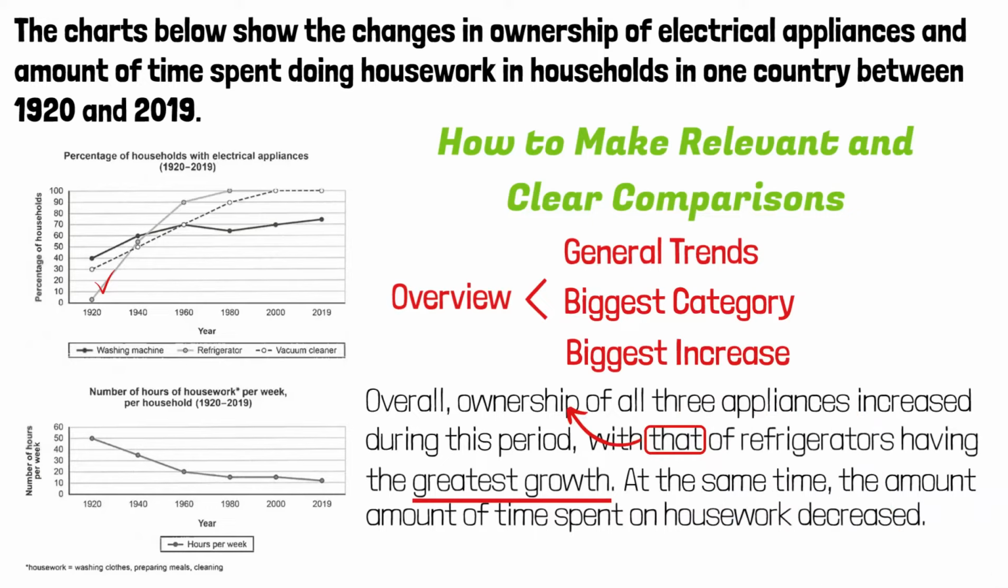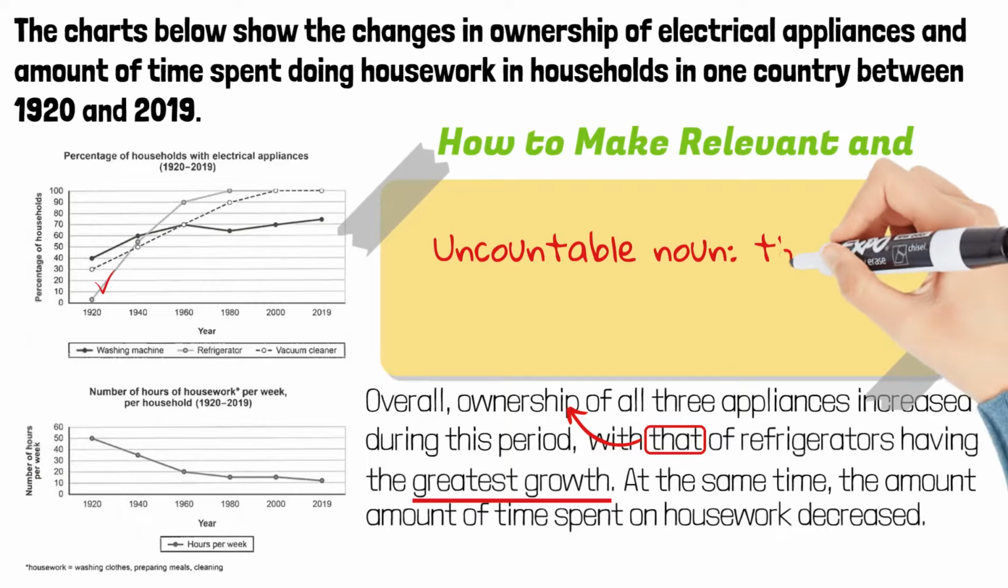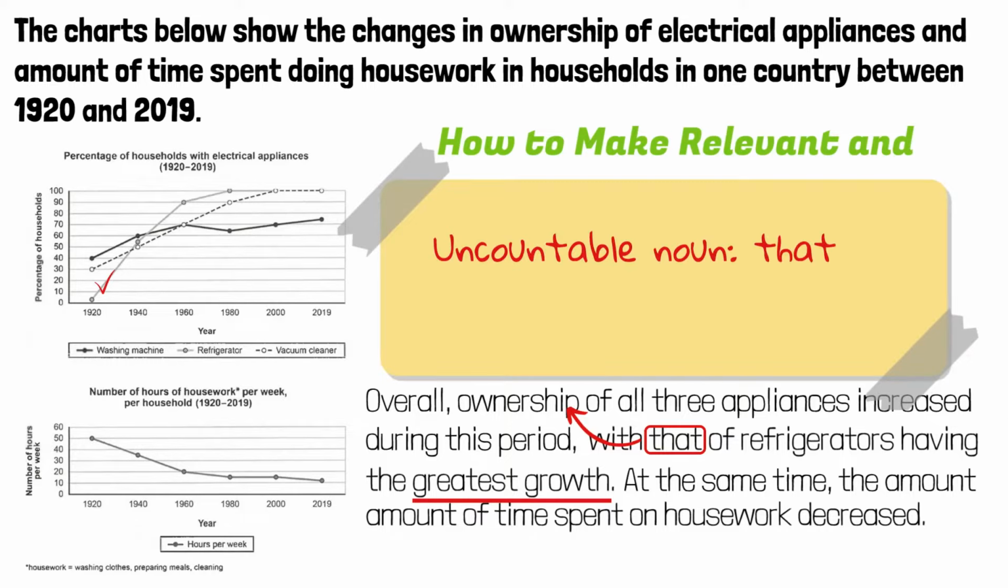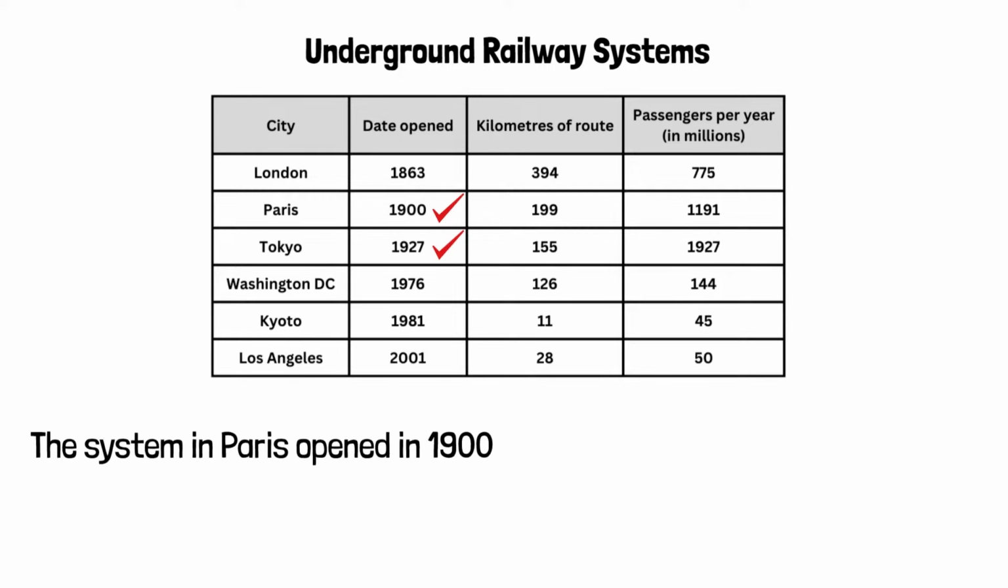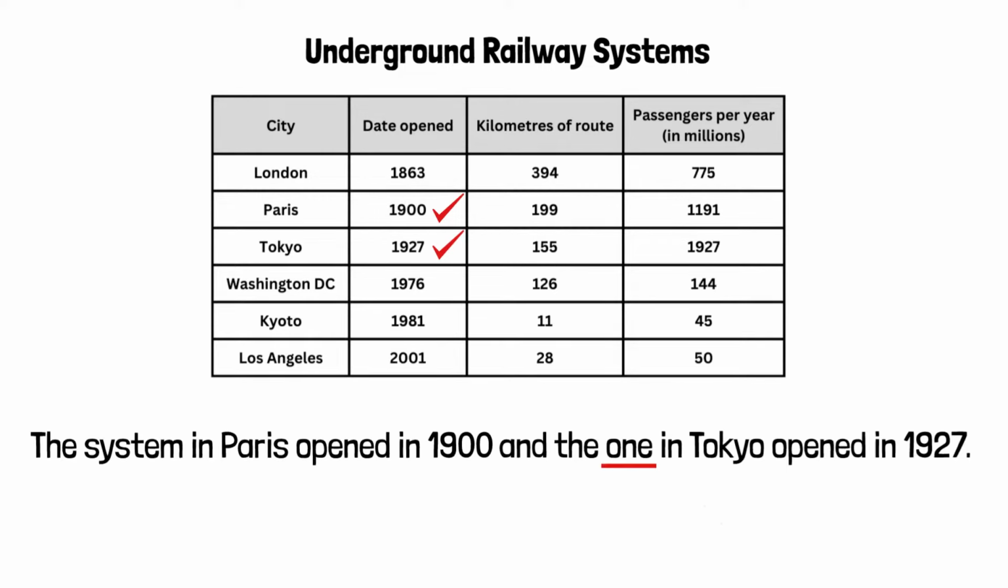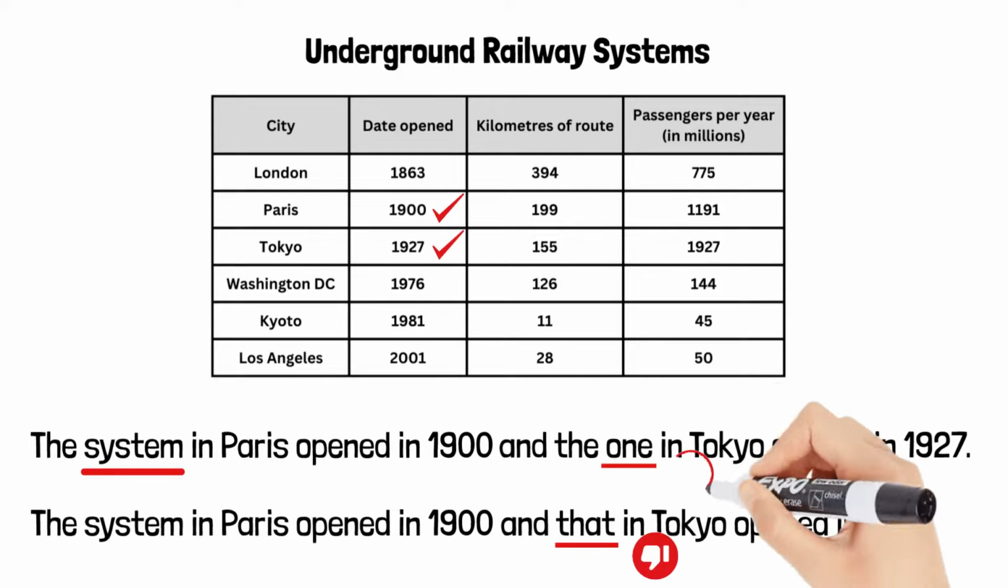Note how I used that to refer to the ownership. So when you refer to an uncountable noun, you use that. Ownership is uncountable, so that is used. However, if you want to refer to a countable noun, in most cases, one works better than that. For example, when reporting these two numbers, we can say that the system in Paris opened in 1900 and the one in Tokyo opened in 1927. System is countable, so we use one to refer to it. It isn't wrong to say that in Tokyo, but native speakers told me that it sounded very ugly.